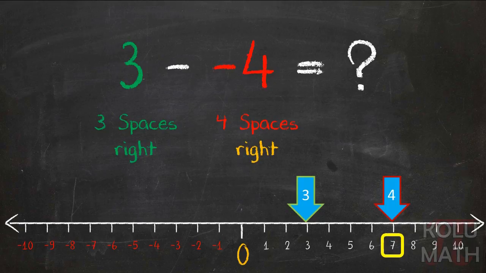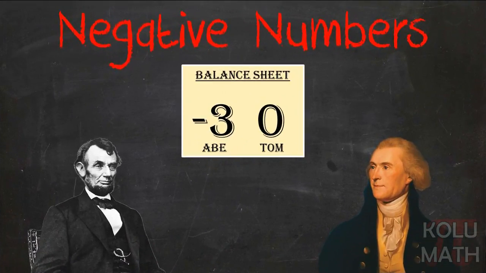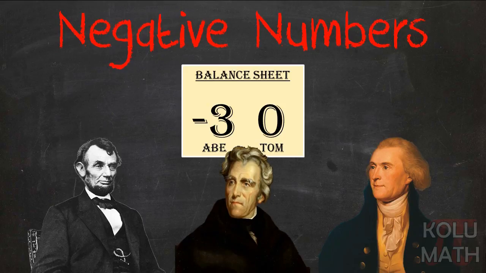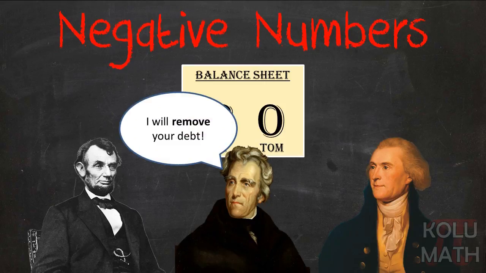Let's talk about another way to think about it. So here are our friends, and oh man, Abe has just borrowed money from Tom. Tom now has no money. Abe is $3 in the hole. And gladly, their friend Andrew shows up, and he's going to fix things. He tells Abe he is going to remove his debt. He's going to take away that debt.